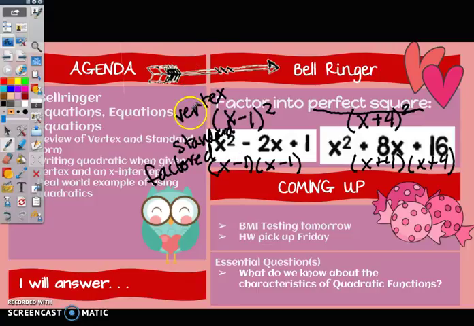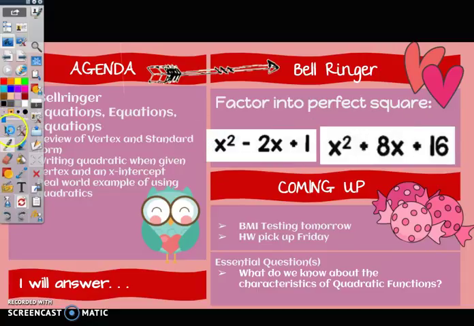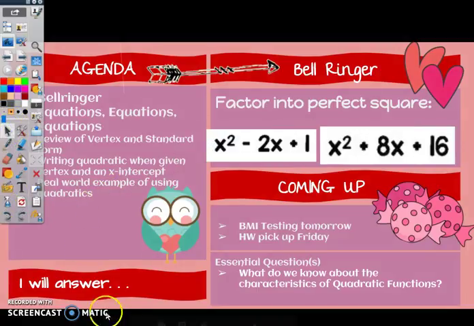Okay, what did vertex form help us find? The vertex. What did standard form help us find? The y-intercept, right? So the x-intercept. Yeah, factored form is going to help us find the x-intercepts. Okay, so that's what we're going to get into this unit, but today we're going back and reviewing and pushing our knowledge a little bit on what we've already done with standard and vertex. Okay?